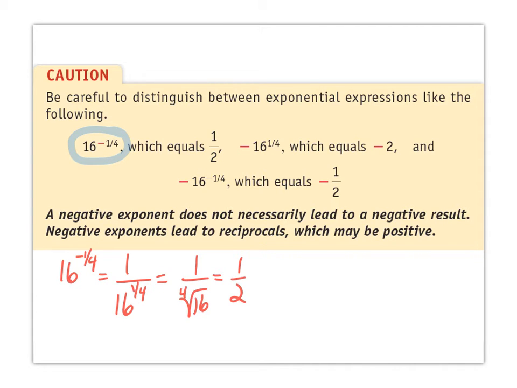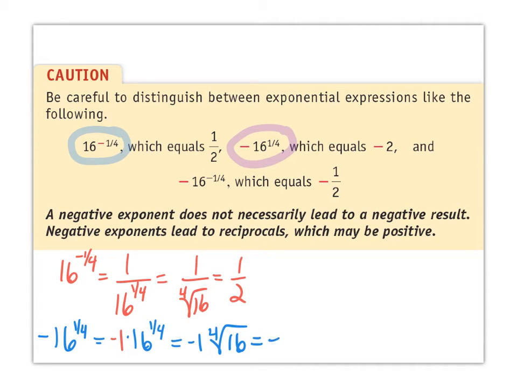Now, notice that that is different than negative 16 to the 1/4 power, which equals negative 2. If we work through that, negative 16 to the 1/4 power is the same thing as negative 1 times 16 to the 1/4 power. Then we can write this as negative 1 times the 4th root of 16, and we get negative 1 times 2. So our result is negative 2.